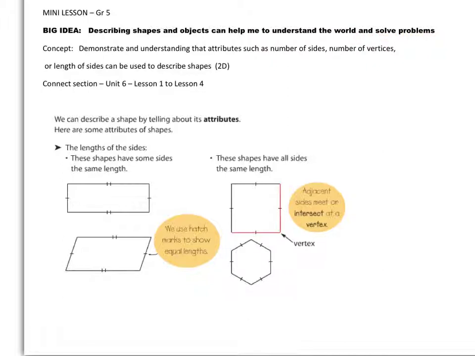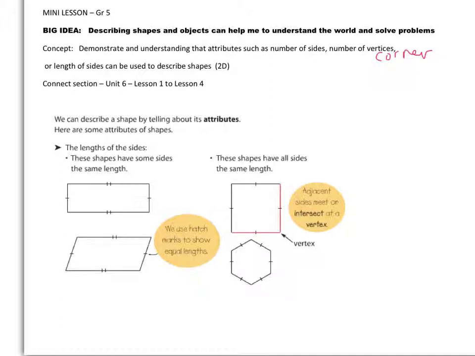Our concept today is going to be about demonstrating and understanding that attributes, so attributes are something we can say about a shape, such as the number of sides, the number of vertices, and remember a vertex is a corner. The length of the sides can be used to describe shapes, meaning 2D shapes. Now this is going to be lessons 1 to 4, so it's touching on all of those, just because I think you can manage looking at all of the different attributes that we might describe.